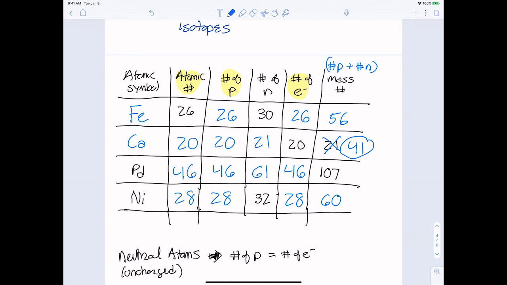Again, remember, mass numbers are not on the periodic table. So if you went to the periodic table and wrote down for your mass number, I'm just looking at my periodic table right now, 58.693, you would be wrong. Remember, mass numbers are not on the periodic table. I can't have fractions of subatomic particles. So all of these are always going to be whole numbers.